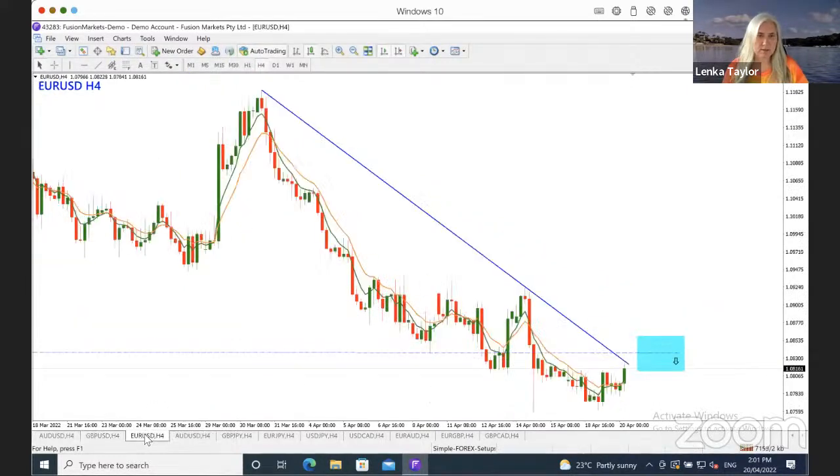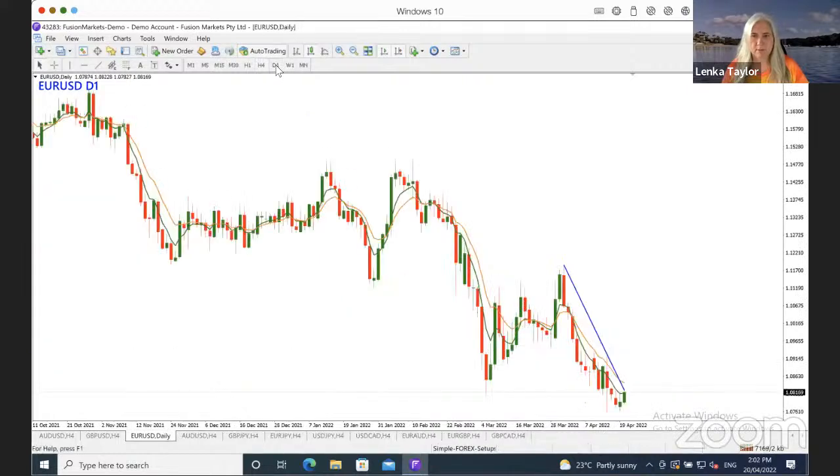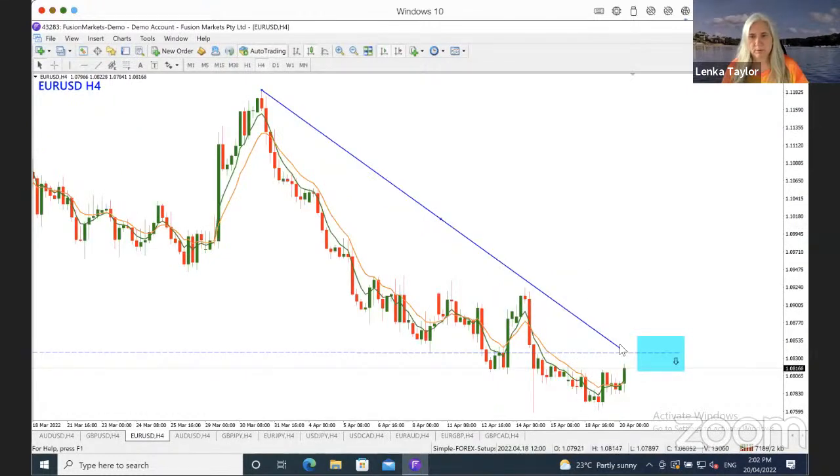Next is EURUSD. Similarly here, I'm still looking for a short. On the daily, we're still in a downtrend. So I'm looking for a pullback to probably the EMA would be great, or anywhere in that area, and then looking for reversals to go short.